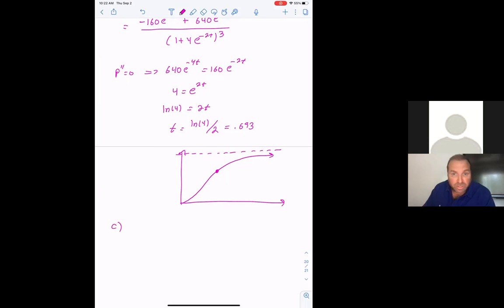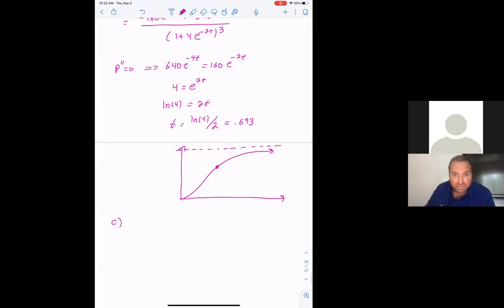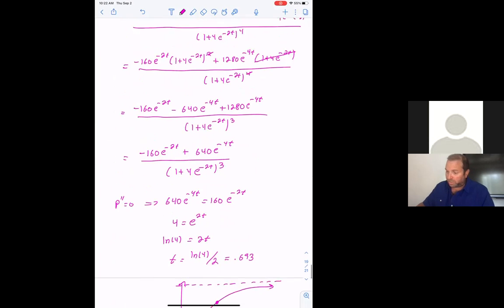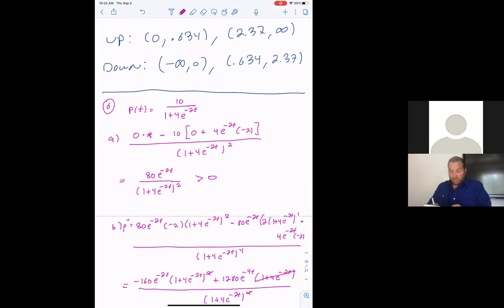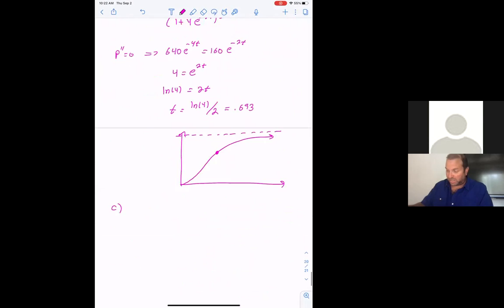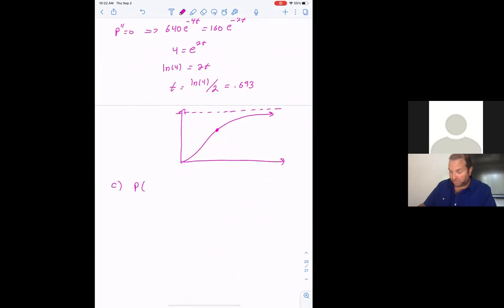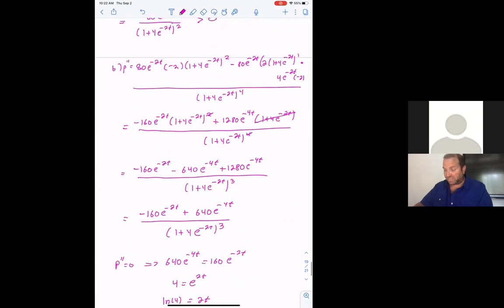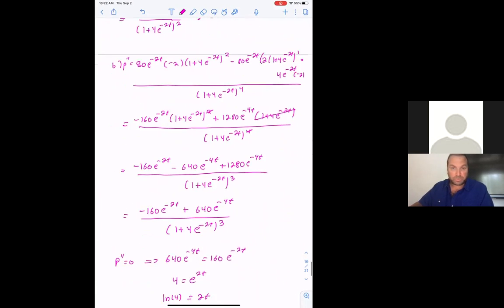Part C, for the value of t found in part B, find its y value. So go back to the original function: 10 divided by parentheses 1 plus 4 times e to the negative 2 times answer. And we get 5. Wow. P of 0.693 is equal to 5. Coincidence? It's exactly half of 10, which was the numerator.